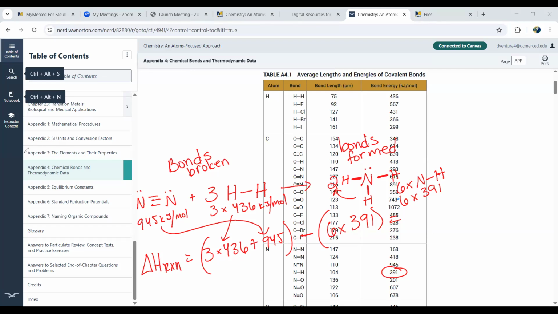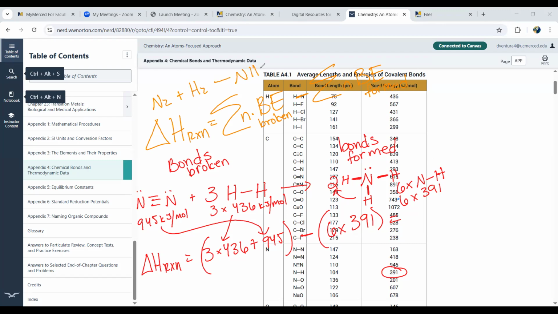All right. So the equation is the sum of bonds broken minus the sum of bonds formed. So the reaction was N2 plus H2 makes NH3. And that's a 3 here, and that's a 2 here.